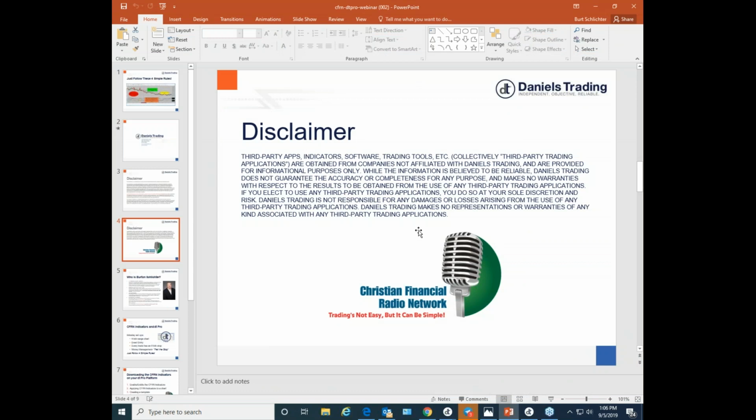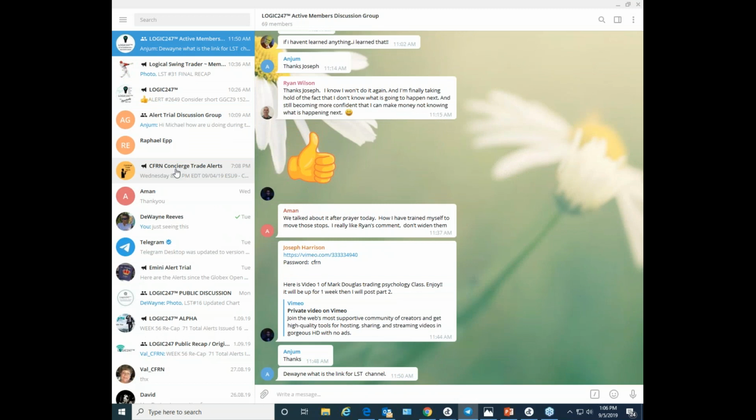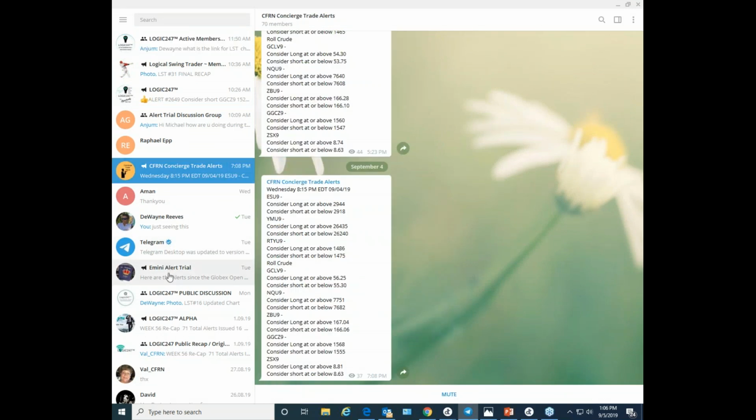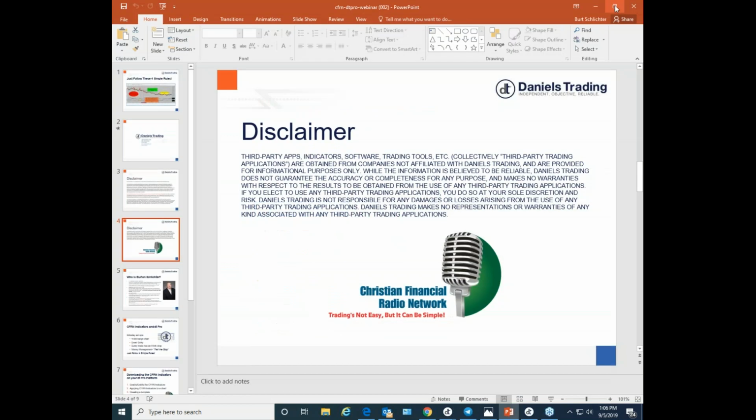Ultimately, if you go down the CFRN path, any money that exchanges is between you and CFRN. Anything on their website, their videos, the workshops, that's between you and them. The Logic 247, this product here, or concierge trade alerts, or the swing trade, all that stuff. If you need to get signed up and activated for that, you would reach directly out to them.